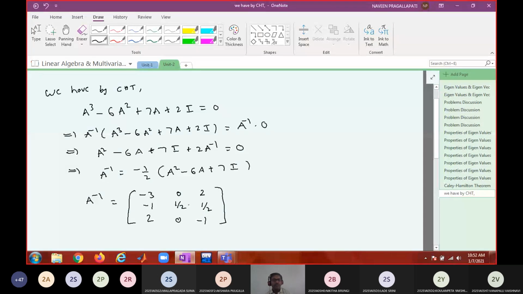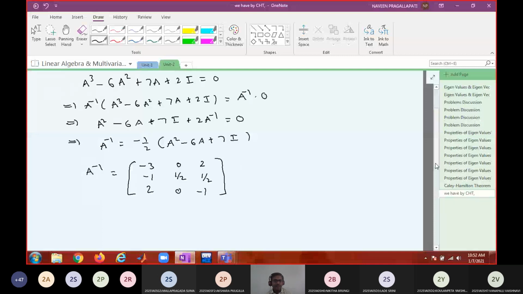See, do slowly but correctly because no one will tell us in exams. Otherwise, you just multiply A and A inverse and ensure that you are getting the identity matrix.